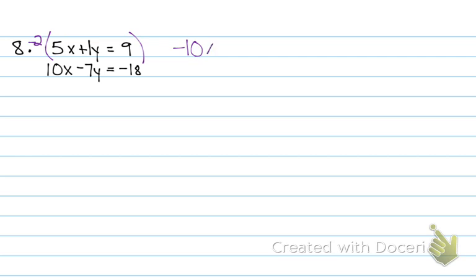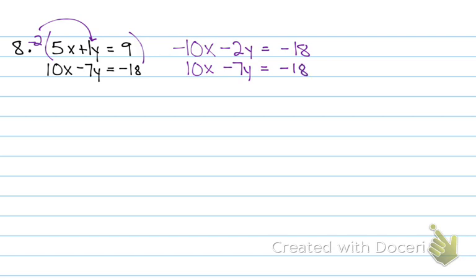-10x minus 2y. Did you do that? Did you distribute all the way? That's a mistake that I'm seeing. -2y equals -18. Okay, now rewrite your second equation.